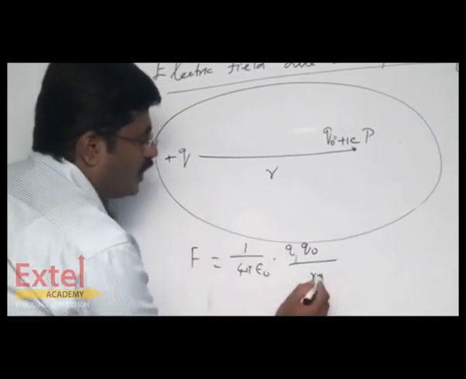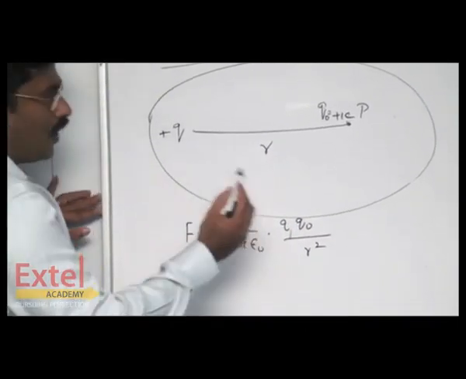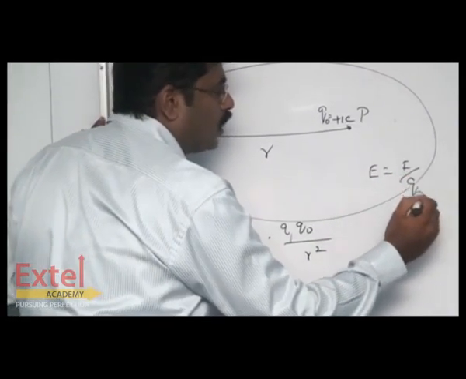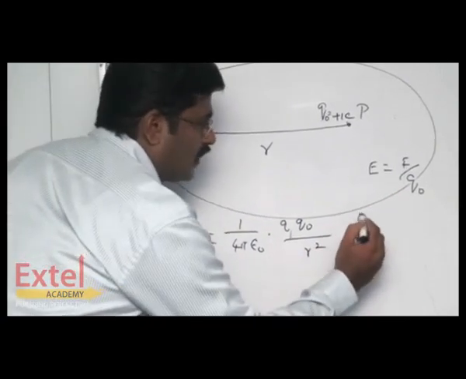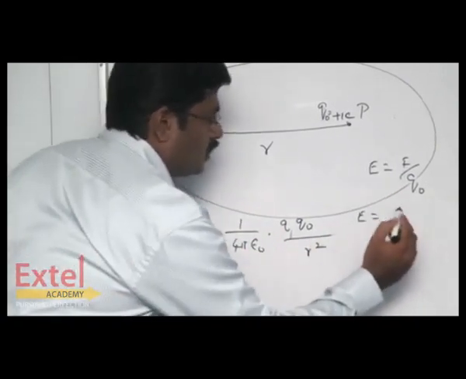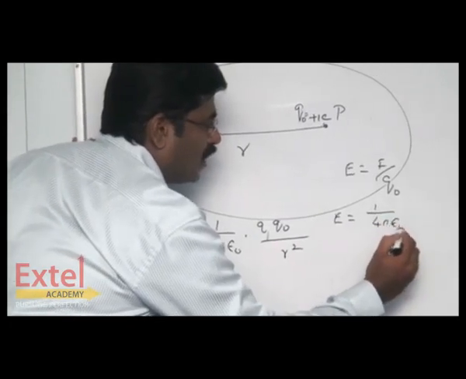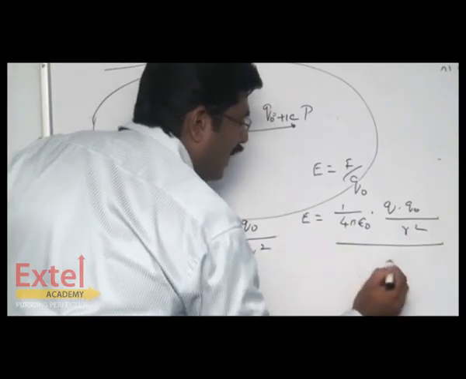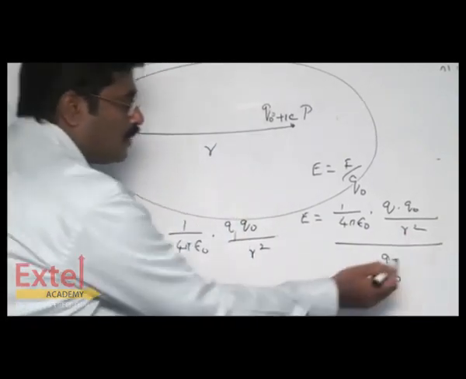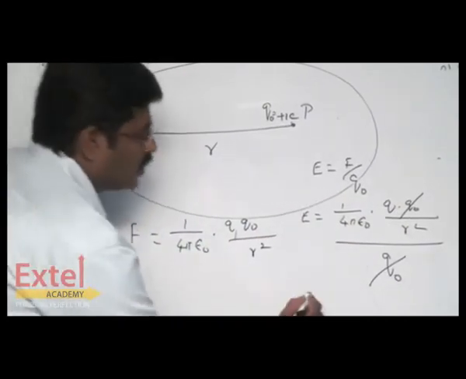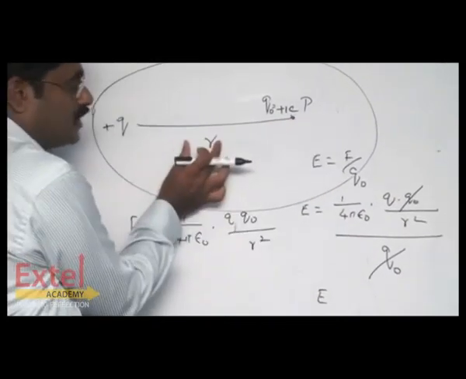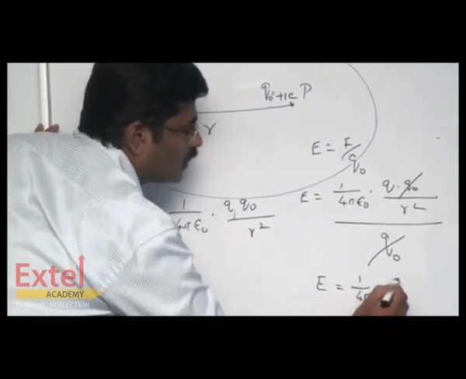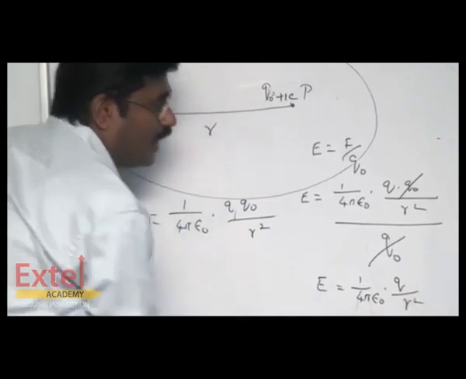What is the distance between them? R square. So according to that, if you want to calculate the electric field, E is equal to F by Q naught. So now electric field is equal to the force expression, 1 by 4 pi epsilon naught into Q naught by R square, by the Q naught. Now this Q naught gets cancelled. So the electric field at a point P at a distance of R, E is equal to 1 by 4 pi epsilon naught and Q by R square.